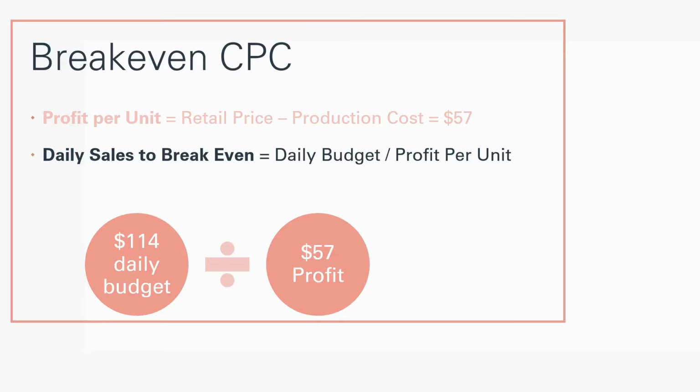And we would determine that that's 2 sales per day. So what does this mean? It means that we need to get 2 sales per day to break even if our daily budget was $114 for the American Dream backpack display ad campaign.